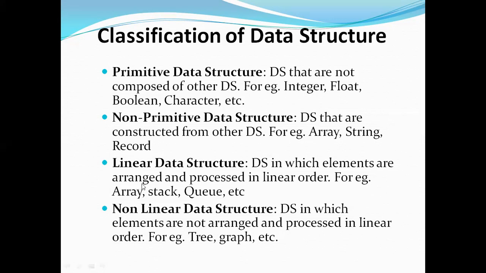Similarly, linear data structures are data structures in which elements are arranged and processed in linear order, that is, in a sequence. For example, array, stack, queue, etc. Non-linear data structures are those in which the elements are not arranged in a linear order, but they are processed in a linear form, first, second, third, fourth. Those are the non-linear data structures. So we move further.